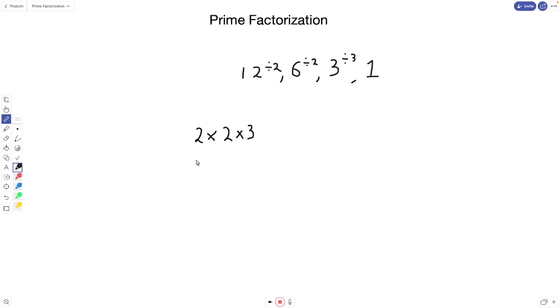So we can also express this as 2 to the power of 2 times 3. All right, let's go on to another example. So the next number we're working with here is going to be 15. So what is the lowest number that goes into 15 besides 1? If you said 3, that is correct.